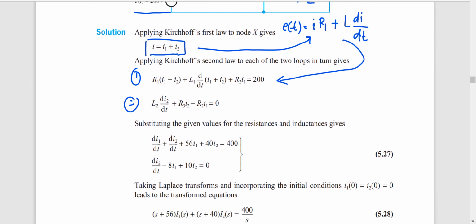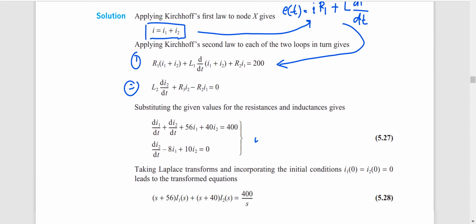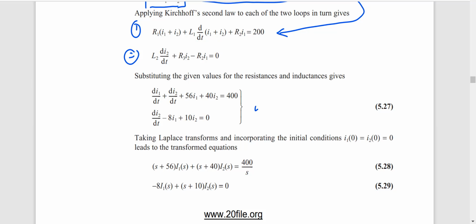So we substitute the given values of the resistance and inductance into the first equation and second equation. Okay, so we got this one, and then we take the Laplace transform of the two equations above, and the initial condition is equal to 0. So we can write like this: dI1 per dt plus 66 I1 plus dI2 per dt plus 40 I2 is equal to 400.